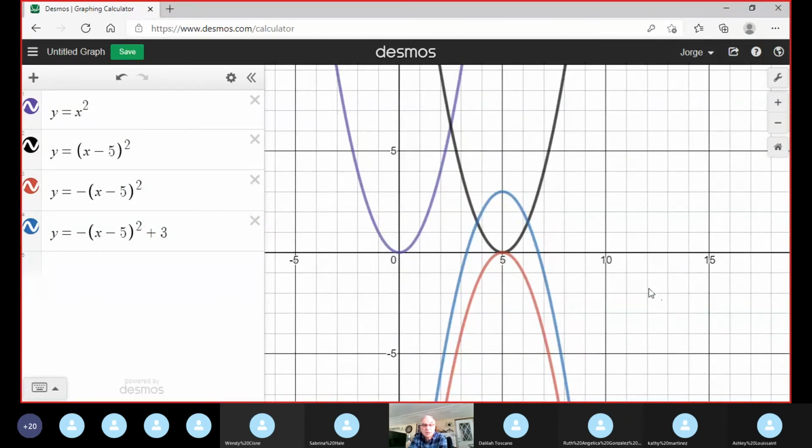Let me track the famous point 0,0. This is 0,0. After the first transformation, the black color, it is 5,0. After the reflection, it doesn't change because 0 has no sign. When you change the sign of the y, the point 0,0 stays the same. And finally plus 3, this point is 5,3. End of the story. This is the transformation point by point.